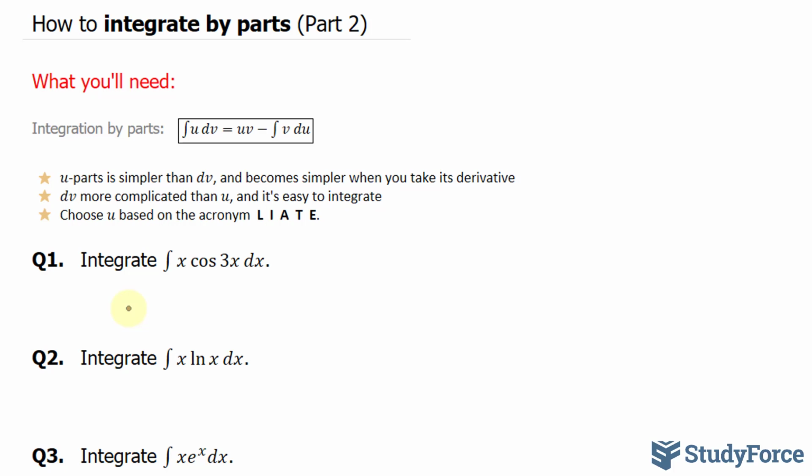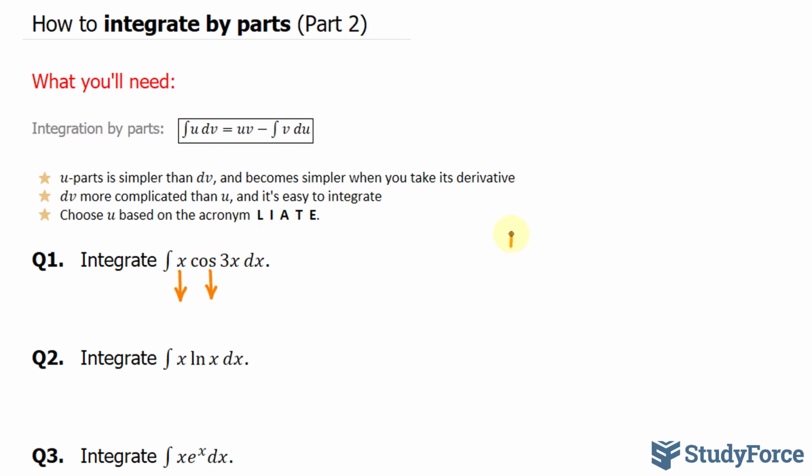The way you choose your u is you use this acronym, LIATE. And this tells us the order in which we should set u. So let's take, for example, our function x times cosine 3x. Our function consists of an algebra portion, which is this x part, and it consists of a trigonometry portion, which is this part. Now, according to the acronym LIATE, algebra gets more priority than trigonometric functions do.